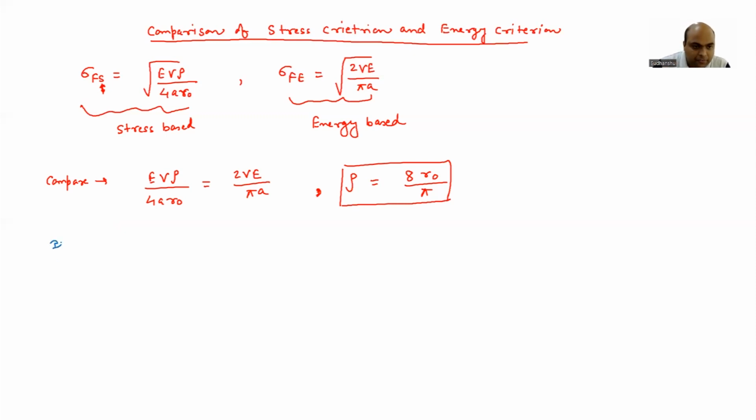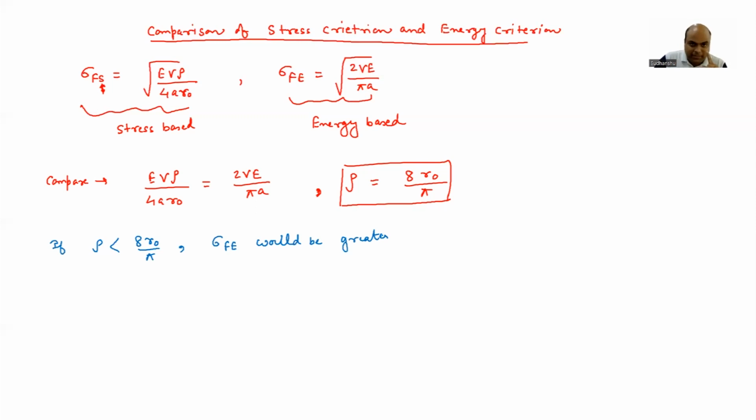So if rho is less than 8 R naught by pi, sigma fe would be greater. If rho is 8 R naught by pi, both are equal. And if rho is less than 8 R naught by pi, you can calculate that sigma fe is going to be higher than sigma fs.